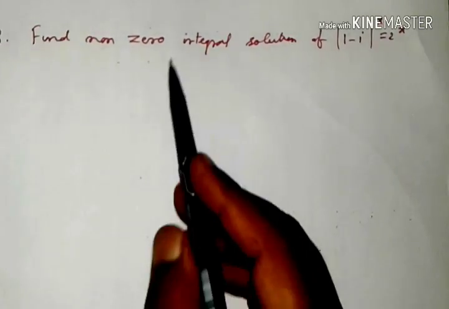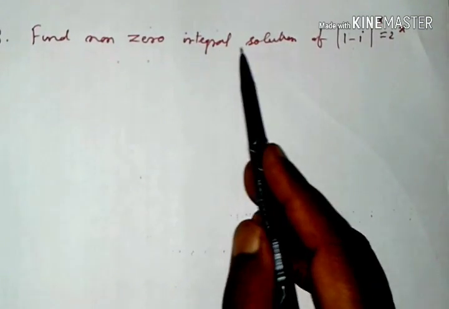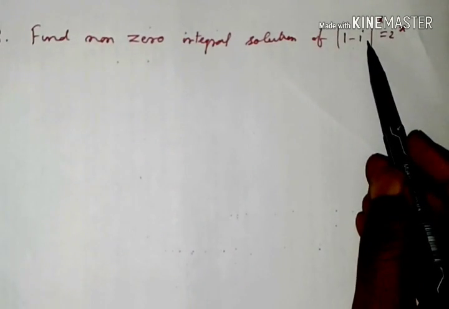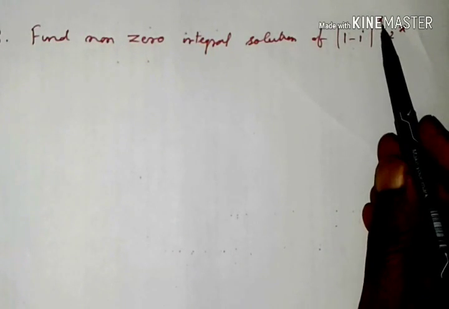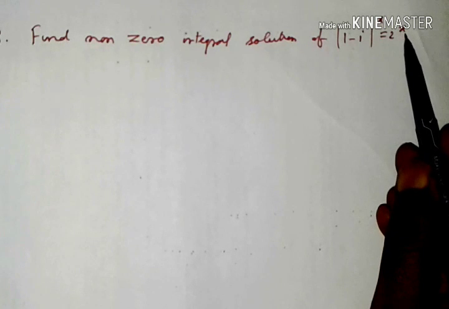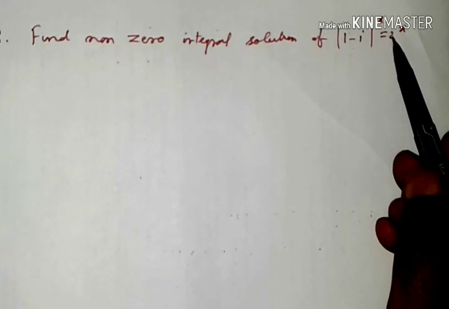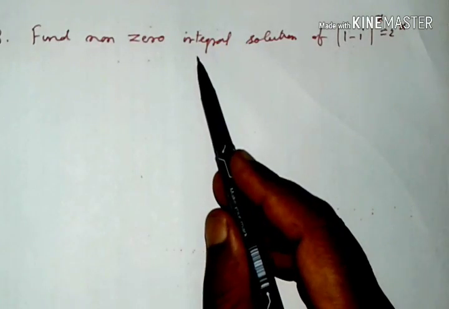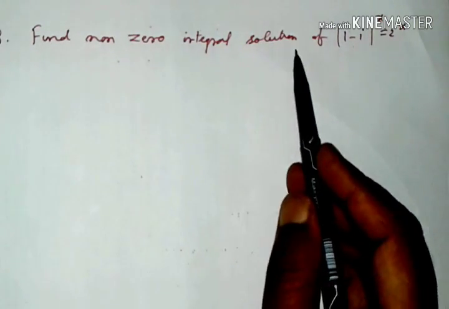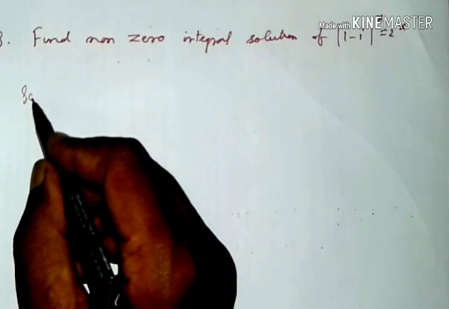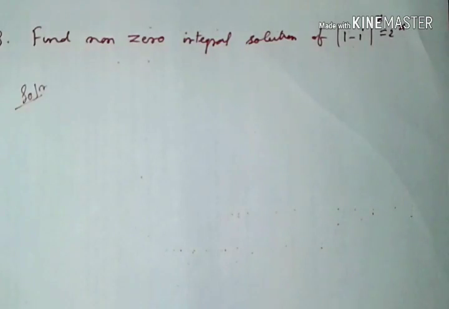Find the non-zero solution of (1 minus i) modulus to the power x is equal to 2 to the power x. We have to find the value of x, which must be non-zero and an integer. Solution.